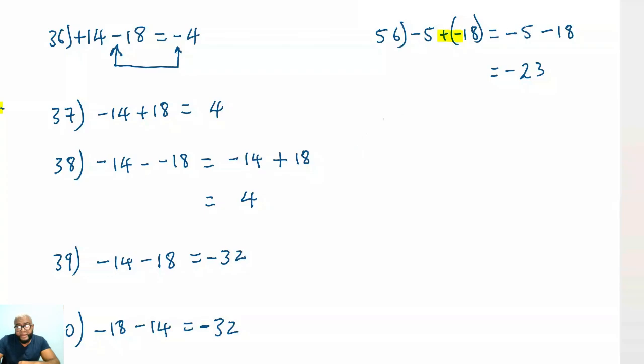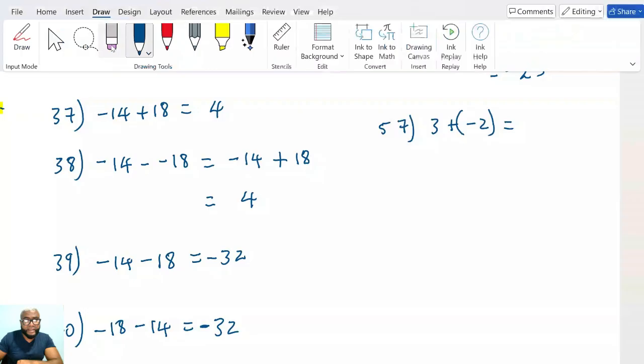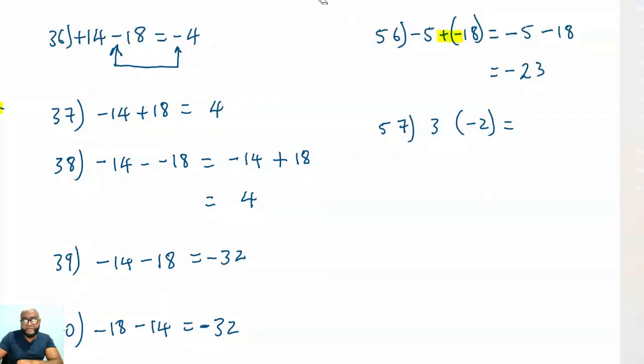Okay? Right. Number 57. Was it 3 plus 3 plus negative 2? No, it's 3 plus open bracket negative 2 close bracket.